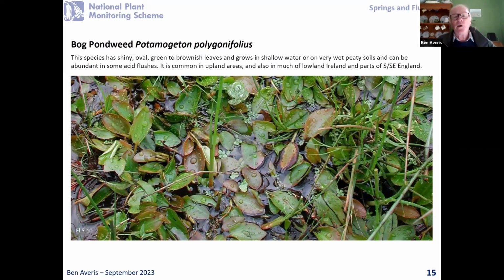Bog pondweed, with these shiny oval leaves, green to brownish green. They're very common in these peaty, very, very wet flushes and soakways. Not so much the springs, but flushes and soakways.